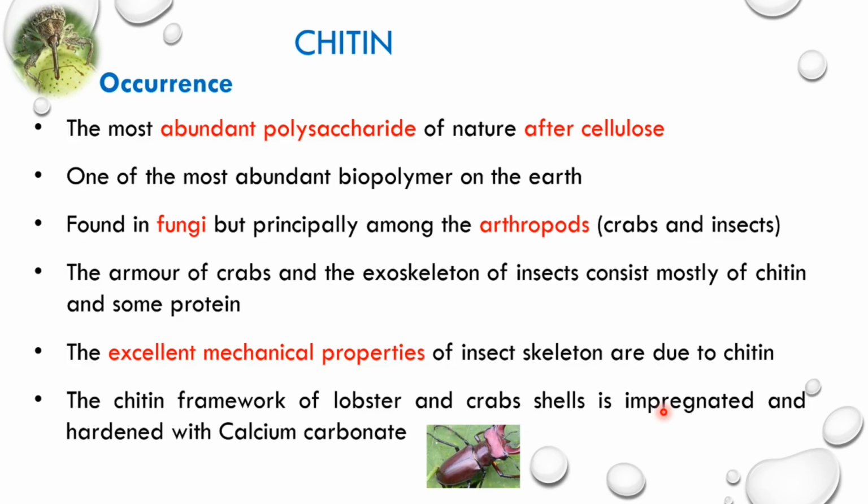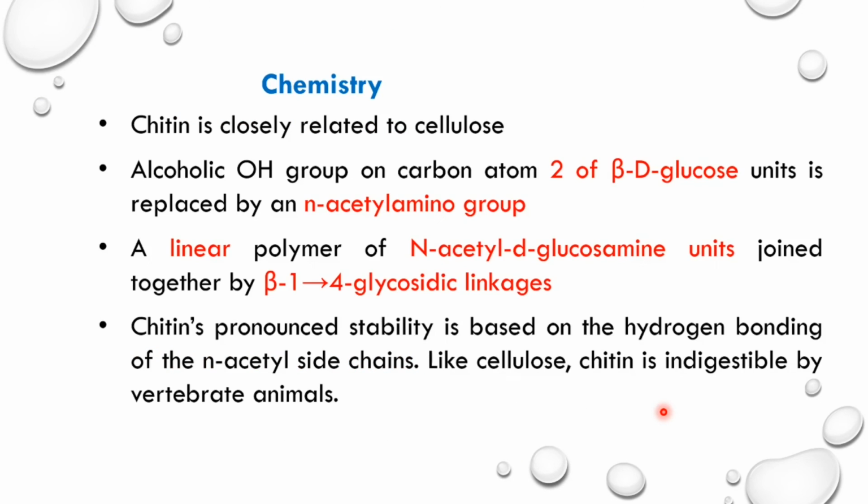The next homopolysaccharide that we have to discuss is chitin. Chitin is the most abundant polysaccharide of nature after cellulose. That is, the second most abundant polysaccharide of nature. It is found in fungi, but principally among the arthropods such as crabs and insects. Armors of crabs and the exoskeleton of insects consist mostly of chitin and some proteins. The excellent mechanical properties of the insect skeleton are due to chitin. The chitin framework of lobster and crab shells is impregnated and hardened with calcium carbonate.